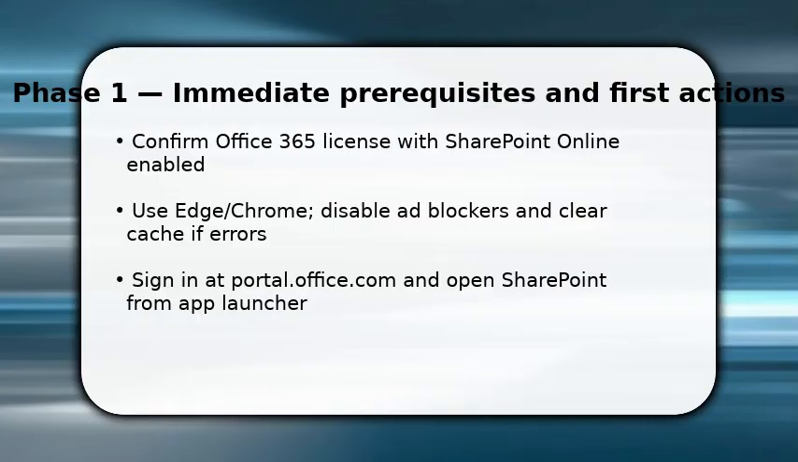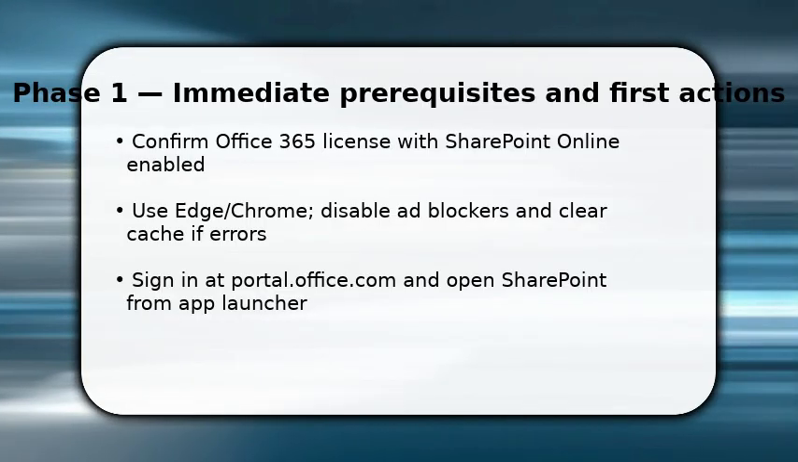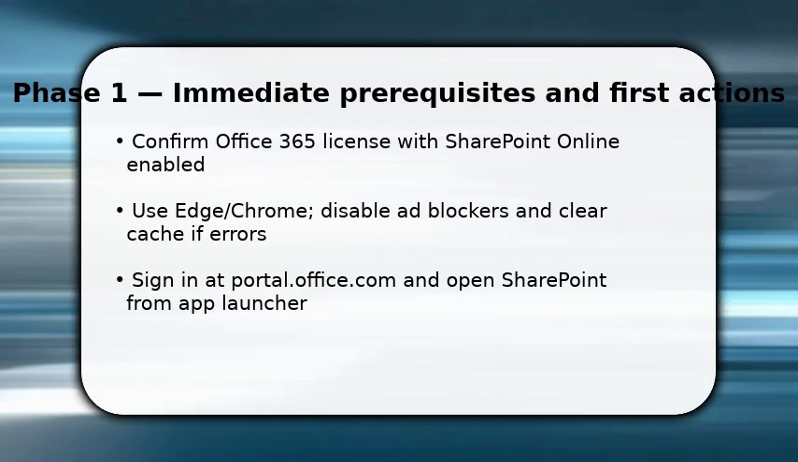You start by confirming your Office 365 license and that SharePoint Online is enabled for your account. Once signed into the portal, Office.com, open the app launcher and pick SharePoint. This ensures you're in the right environment.